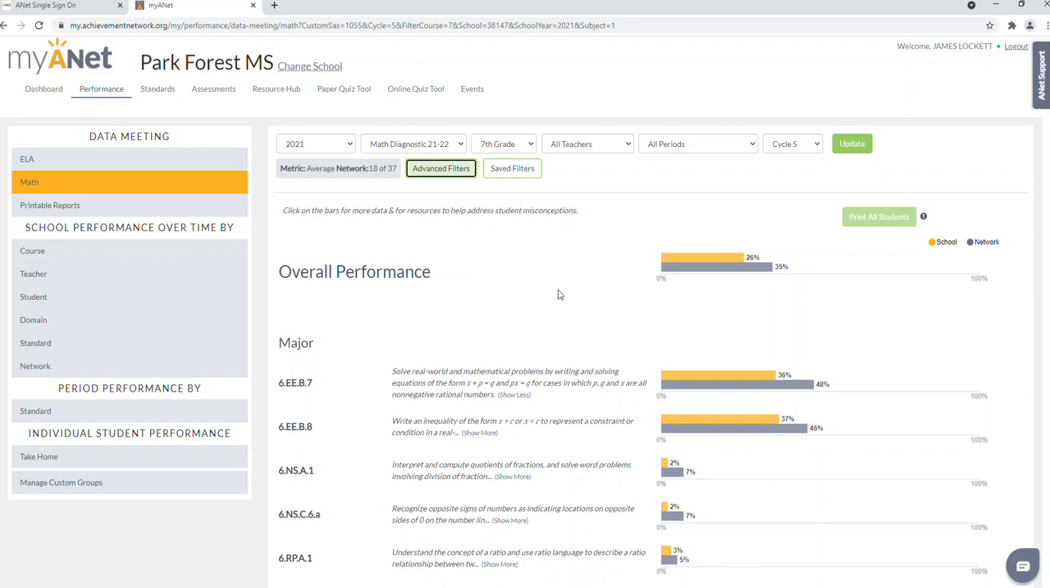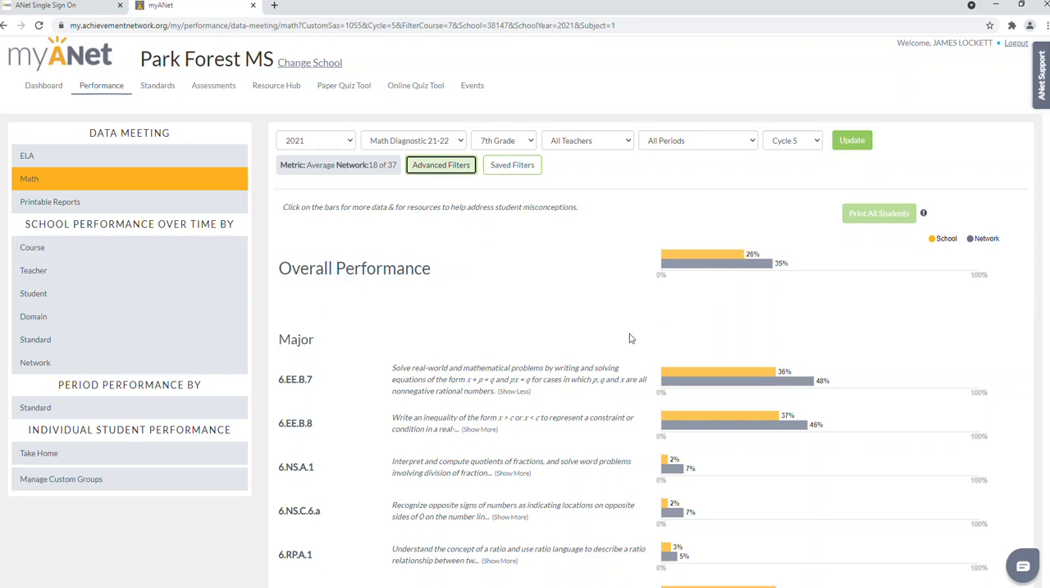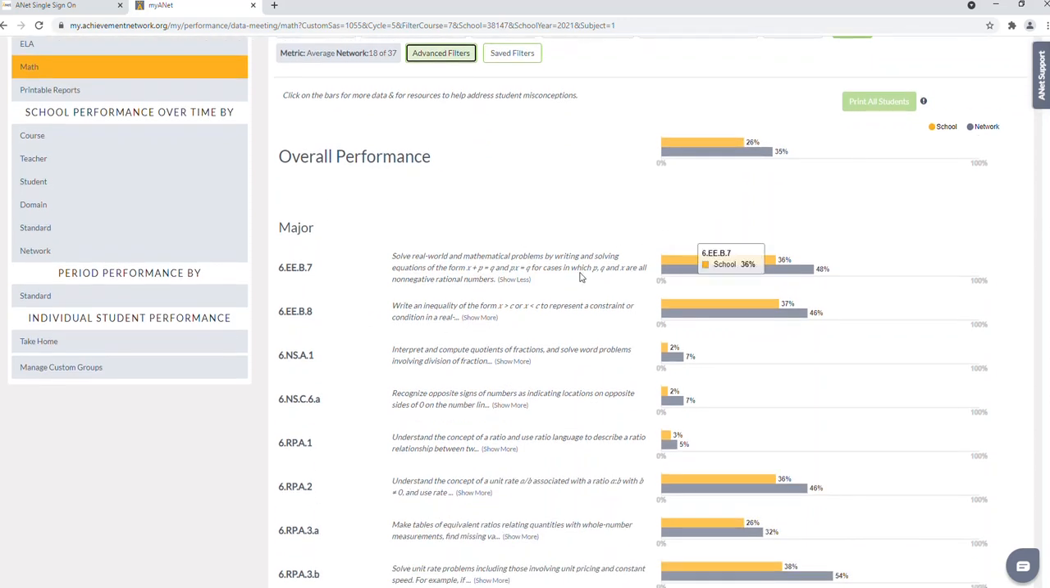As you prepare on how you're going to use this data, think about the fact that this measures last year's standards. Think about how, as a group, as a collaborative team, this is going to affect your planning. If you look at the different standards though, notice that in 6EEB7 at this school, the average percent correct was 36%, and for the network is 48%, and so on.